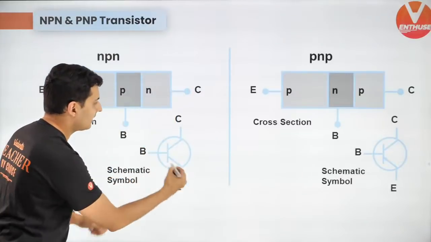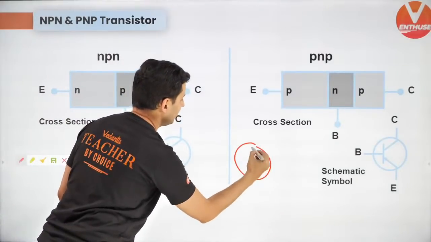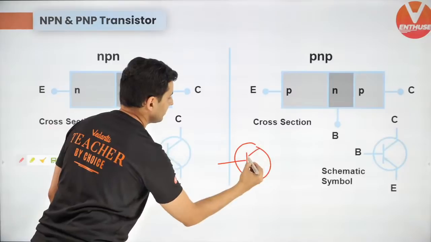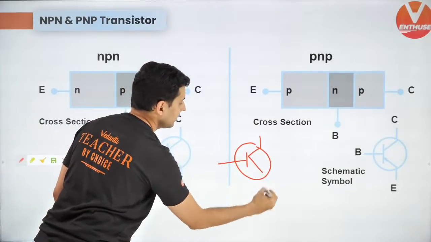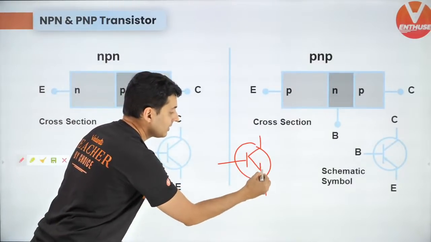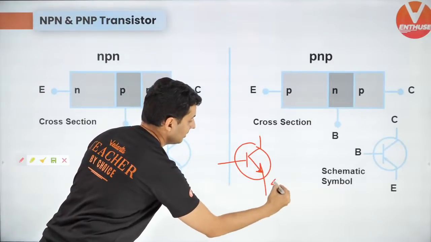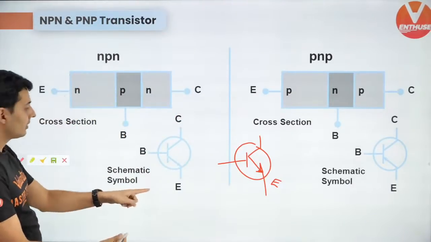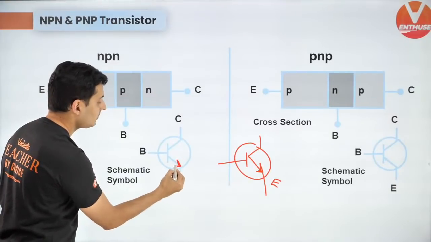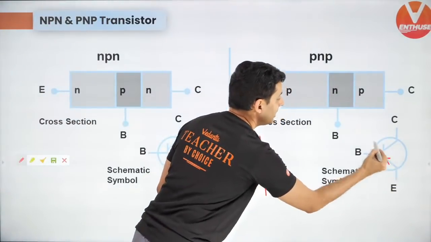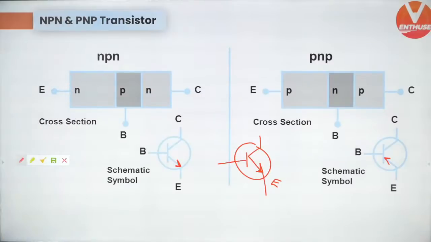The symbol of a transistor is nothing but a circle. Draw a line like this. That's it. Now, if that arrow mark is outwards at the emitter, that is NPN. If the arrow mark is inwards, it is PNP. I hope it is clear.